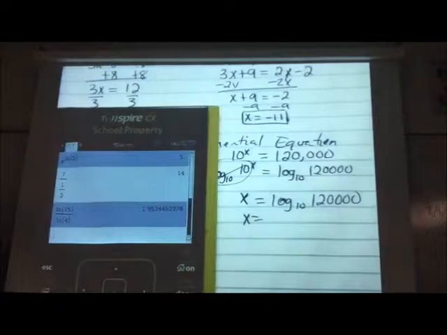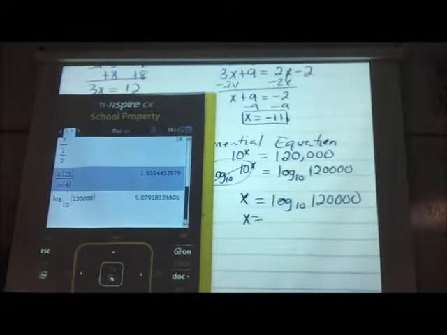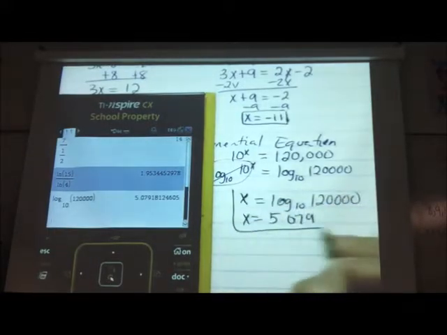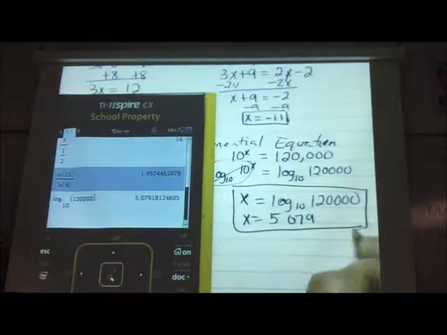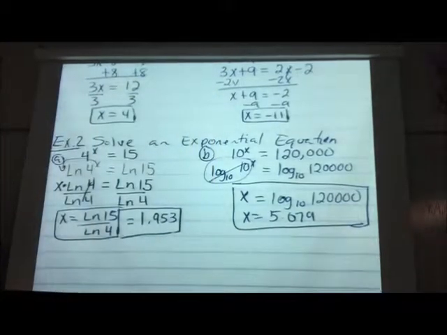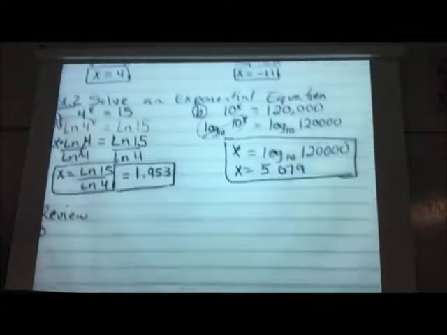So, we grab our calculator. Control log. Do I have to put the 10? Not necessarily, because it knows it's that, 120,000. We press enter, 5.079. So your answer could either be in logarithmic form or in decimal form, depending on what your answer choices look like. Easy? Yes? So I want you to try one of each right now. So review, problem 1. Questions? No?